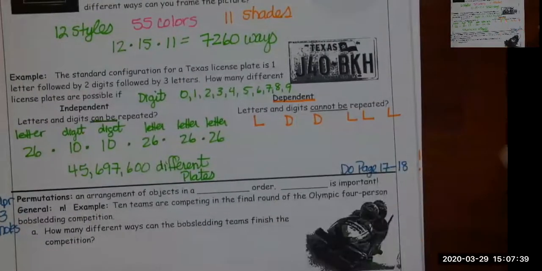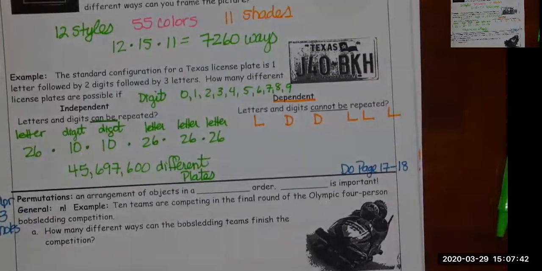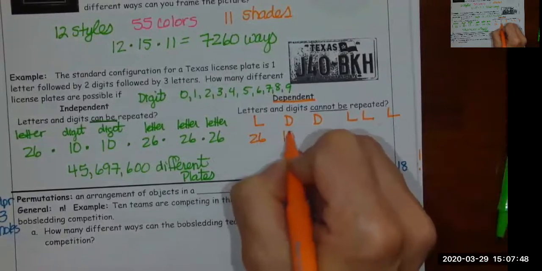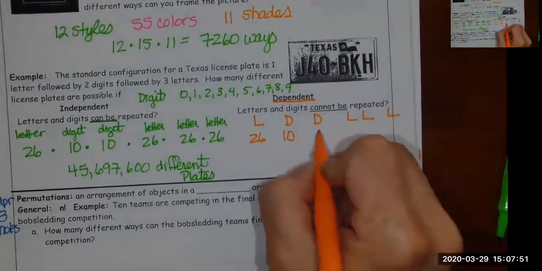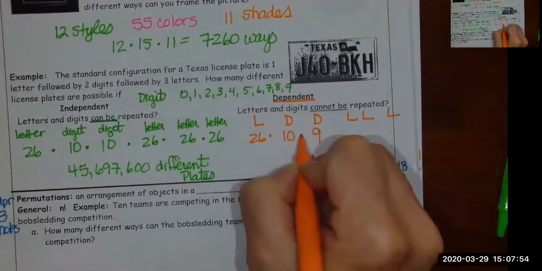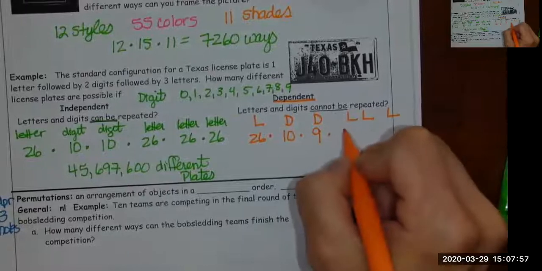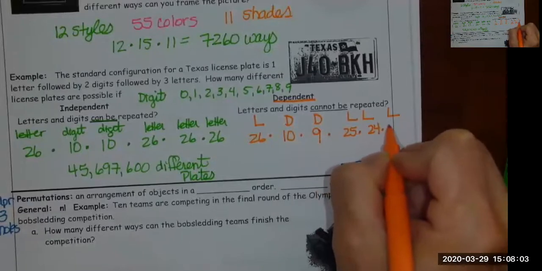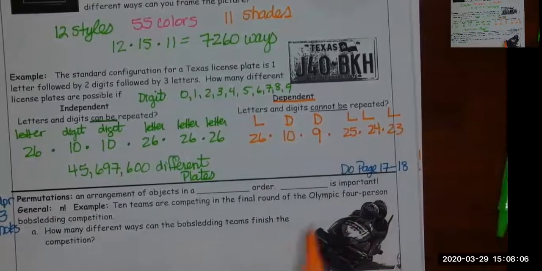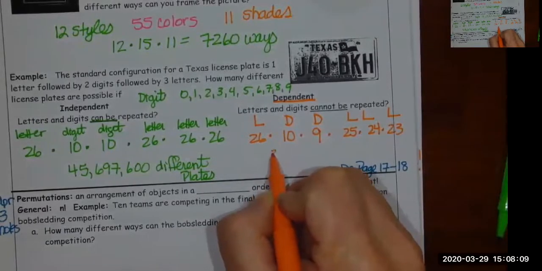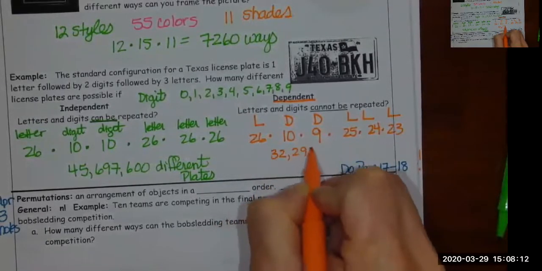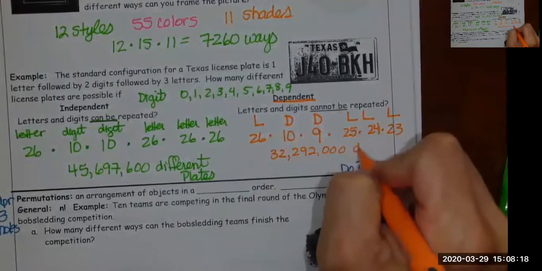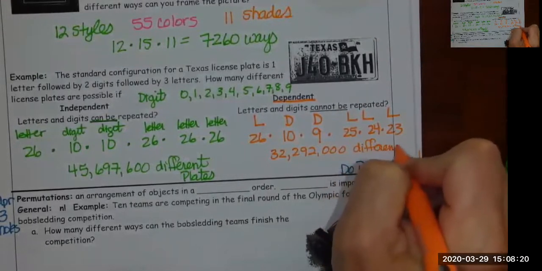Now, if it's dependent and we say letters cannot be repeated or digits, for the first one, we have 26 letters. For the first digit, we still have 10. Now, the second digit, we've used up a number, so there's only 9. Now, for the second letter, we only have 25 left to pick from because we used one. And then we have 24 because we picked one more, and then 23. So now we're going to multiply those out. And if you multiply those out, we're going to get 32,292,000 different plates.